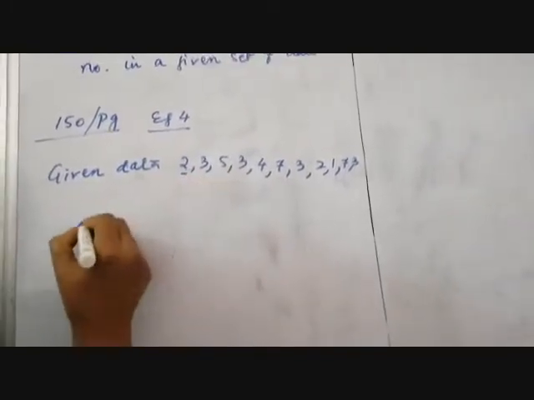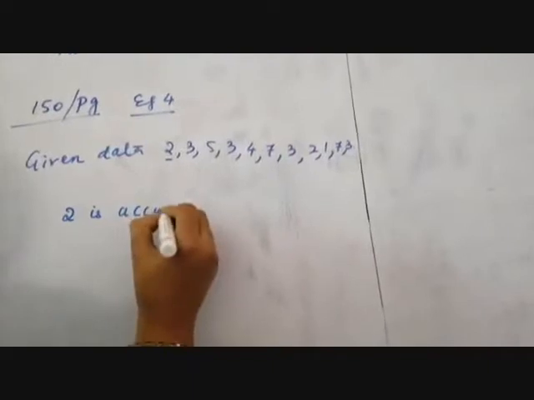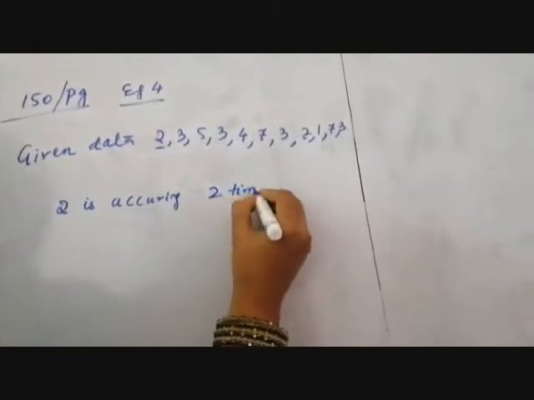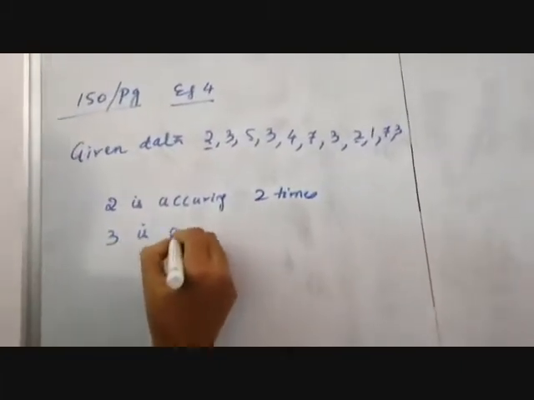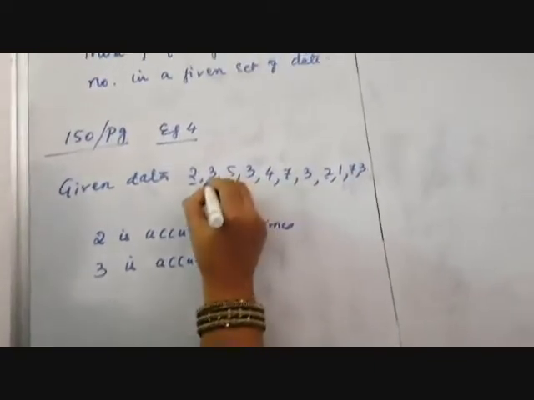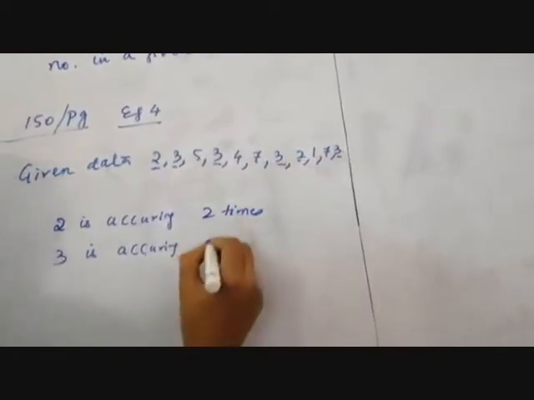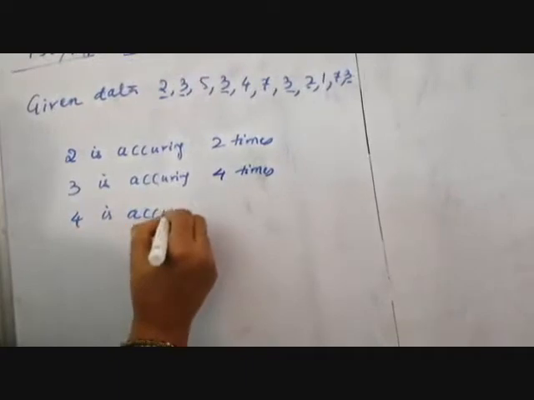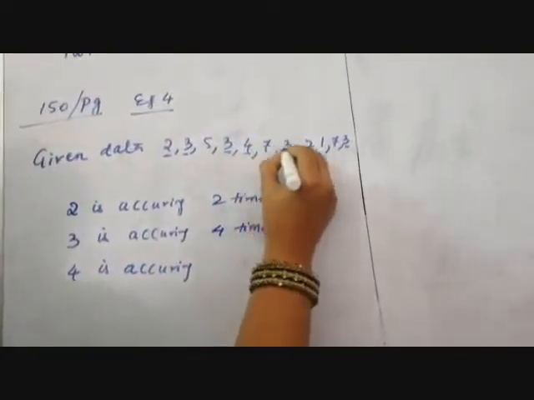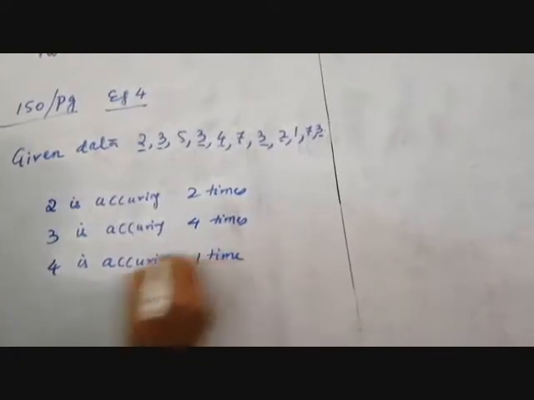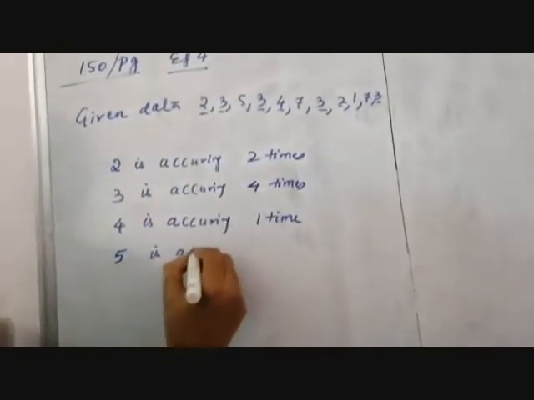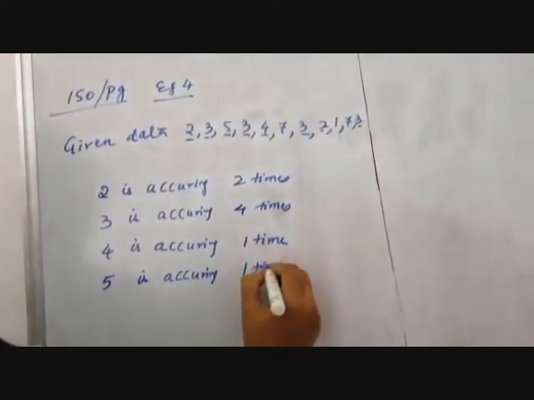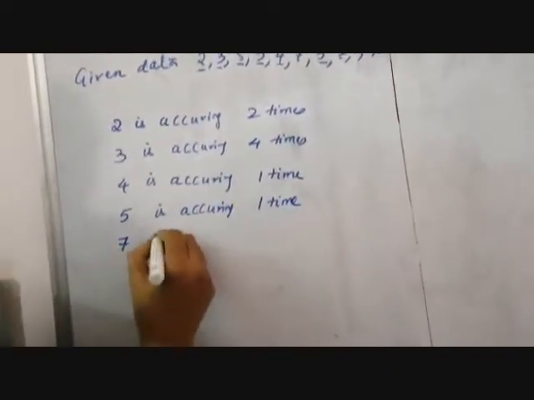How many times is 2 occurring? 2 is occurring 2 times. How many times is 3 occurring? 1, 2, 3, 4. 4 times. Then 4 is occurring. How many times? Only 1 time. Then next is 5. Is 5 there? Yes, 5 is occurring, only 1 time. Then 6 is not there. 7 is occurring.